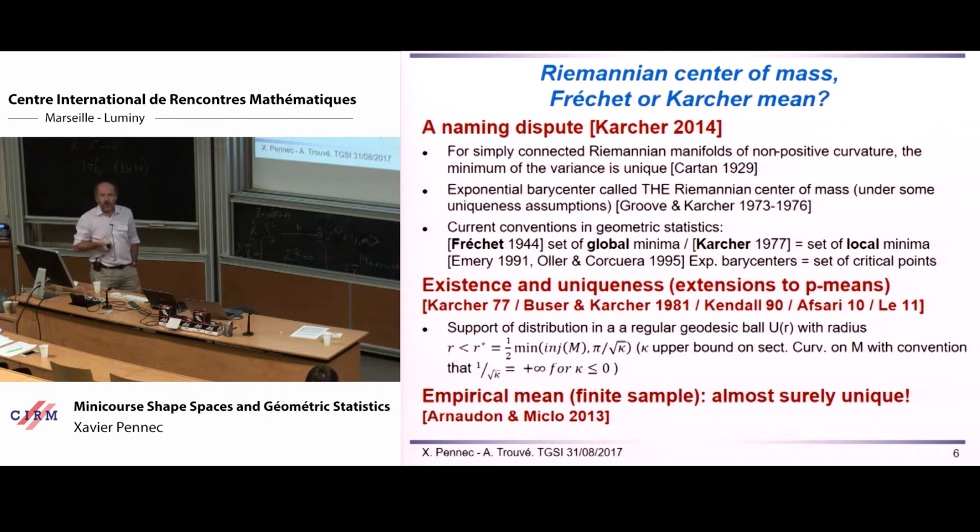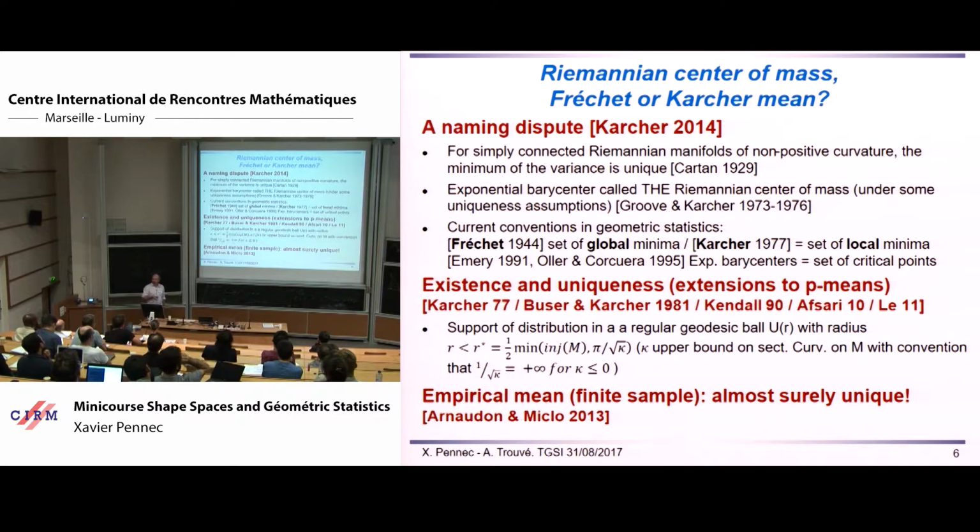Now the idea that in a connected manifold with negative curvature there is only one minimum of the variance was already known by other people. But if we look at the book or the article of Cartan, that was just used in the middle of something else, not for statistical purposes. And the other thing is it was studied in many other domains where uniqueness was assumed. So it was also called the Riemannian barycenter or the Riemannian center of mass.